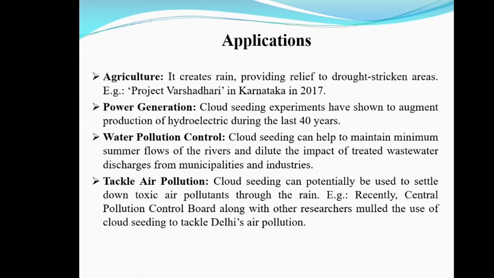Fourth is tackling air pollution. Cloud seeding can potentially be used to settle down toxic air pollutants through rain. For example, recently the Central Pollution Control Board along with other researchers explored the use of cloud seeding to tackle Delhi's air pollution. Apart from this, cloud seeding has many different applications as well.